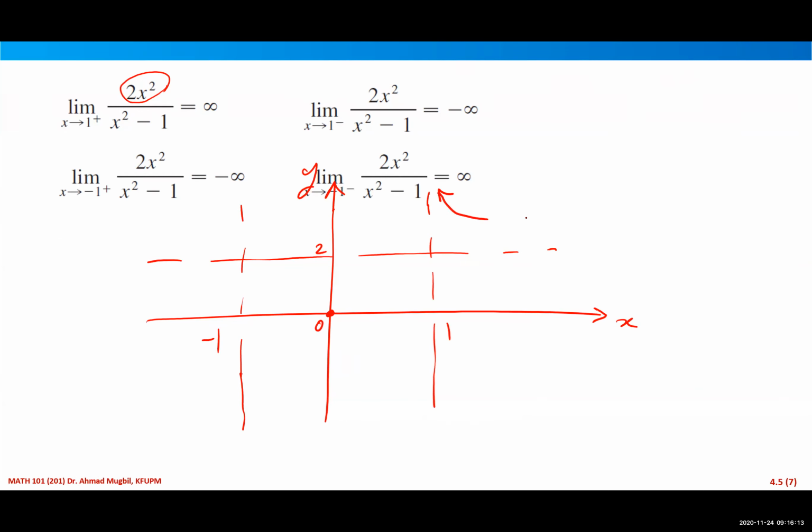The graph will do this. And when it is from the left of 1, it goes to negative infinity. Here we are. Now for -1, from the right, it goes to negative infinity. It's doing something like this. And when it is going to -1 from the left, it goes to infinity. So it will do something like this.